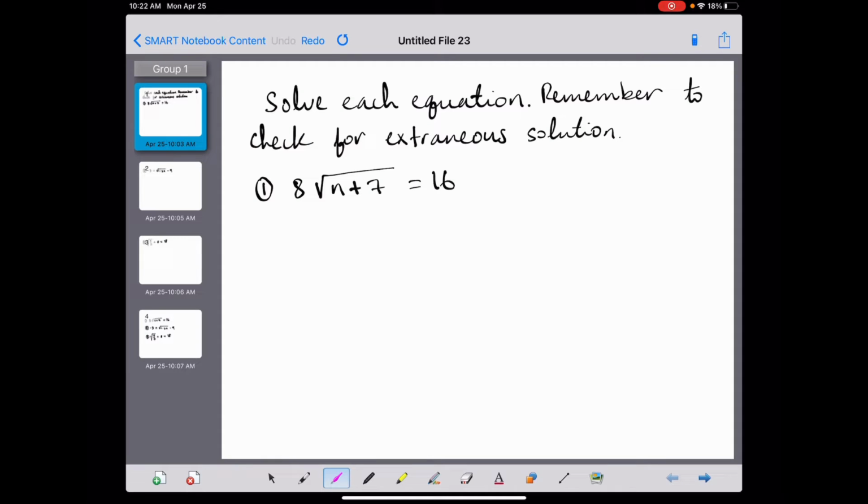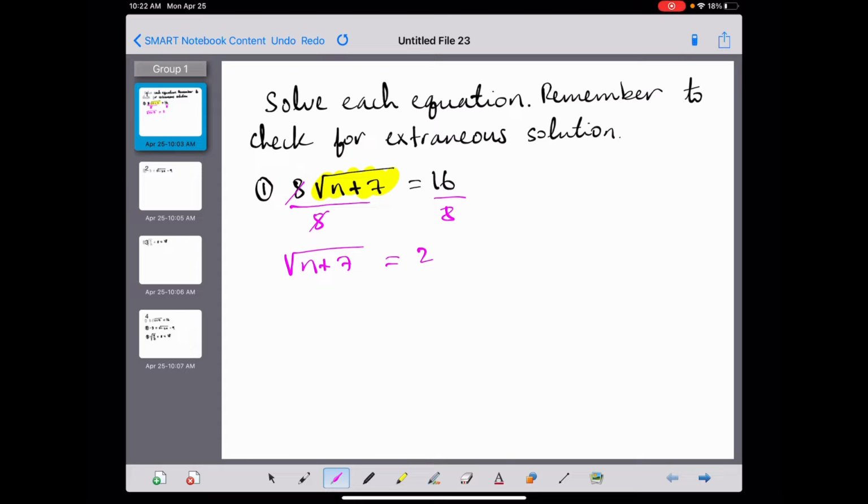Okay, in these lessons, I will be showing you how to solve radical equations. The one thing to keep in mind when you solve a radical equation is that the radical needs to be by itself, like this radical right here. You see the 8 in front of the radical. We're going to undo that by dividing. The 8 cancels out. Then we have square root of n plus 7 is equal to 2.